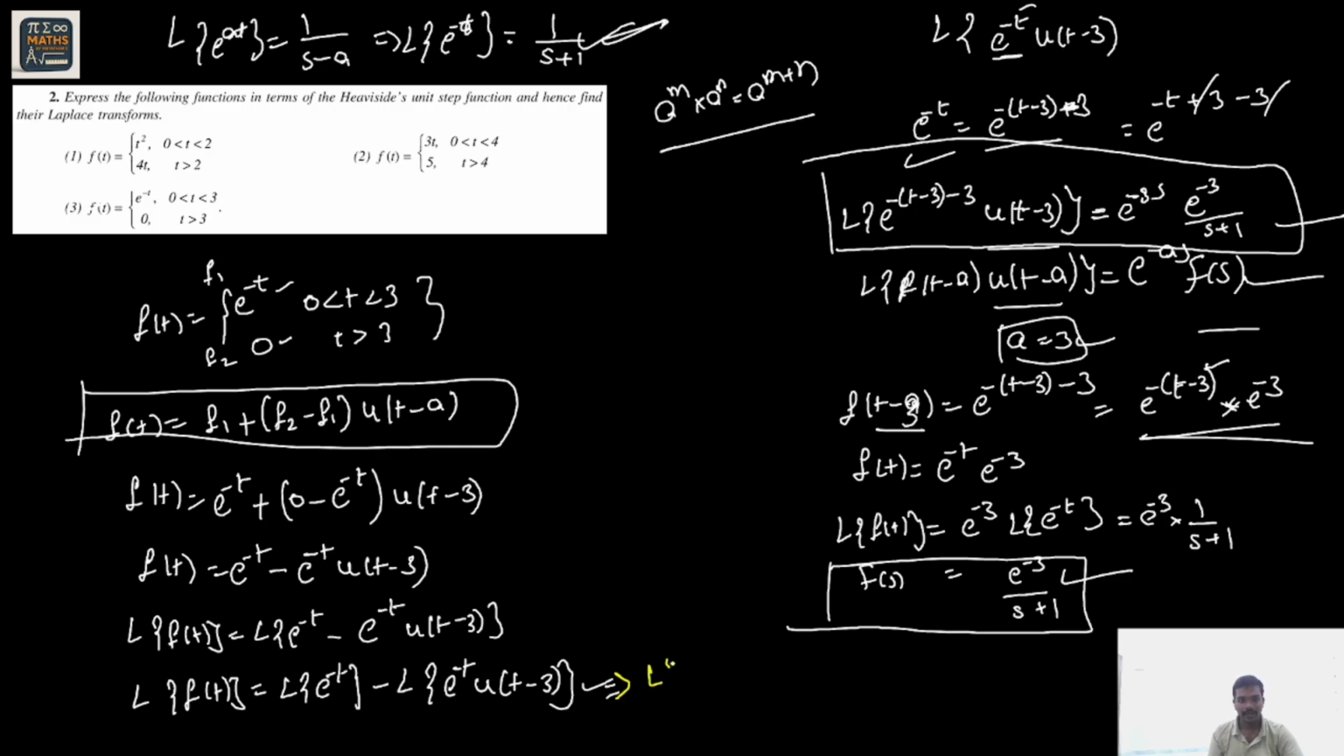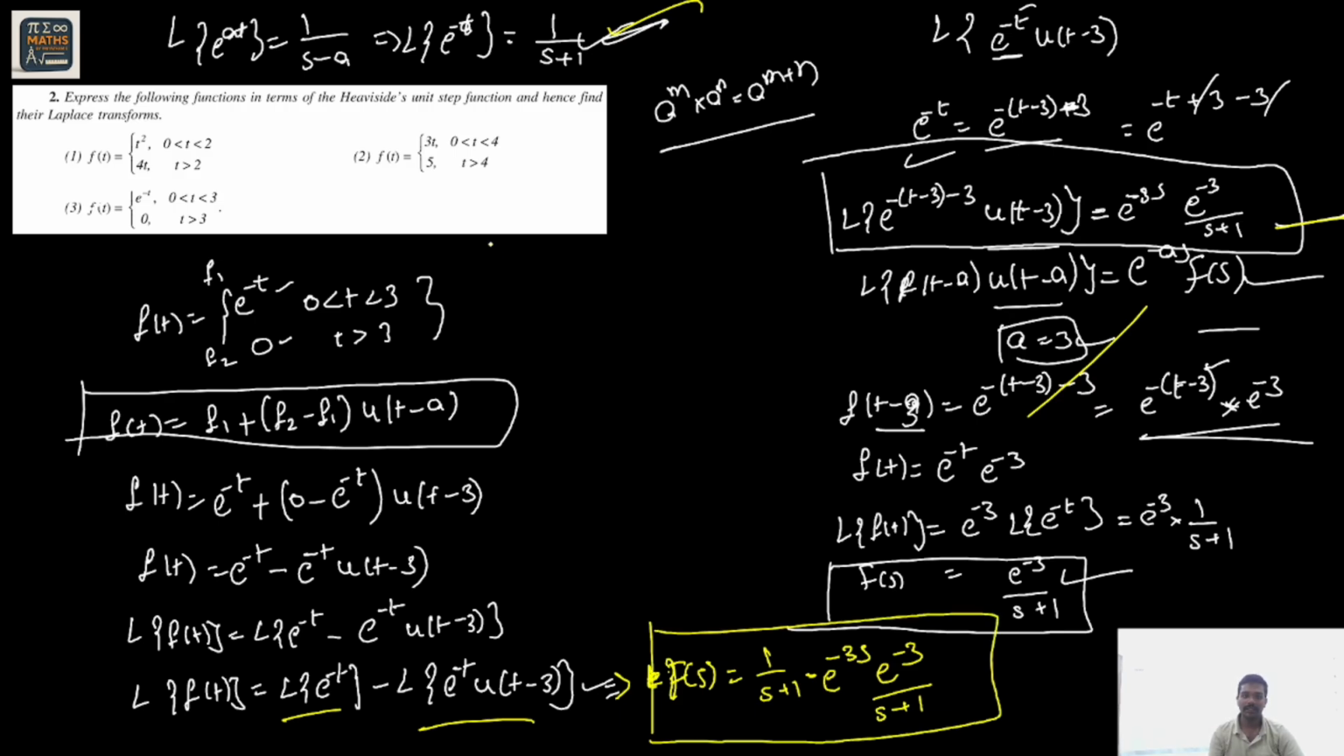Then we get Laplace of f of t, that is capital F of s, is equal to Laplace of e power minus t, which is 1 by s plus 1, minus Laplace of e power minus t into u of t minus 3, which is e power minus 3s into e power minus 3 by s plus 1. This is the solution for the given step function. We find this form in this way.